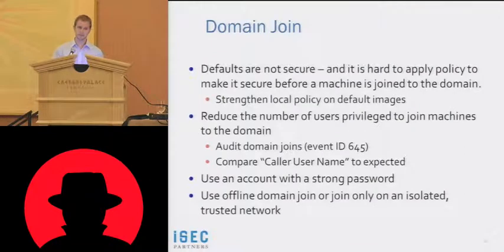For domain join, it's very hard to push policy and secure this before you've joined to the domain, since the domain is usually your mechanism for policy. So either set this policy on your system images, domain join offline, use a password for joining to the domain, and audit who is able to and who has actually joined machines to the domain.